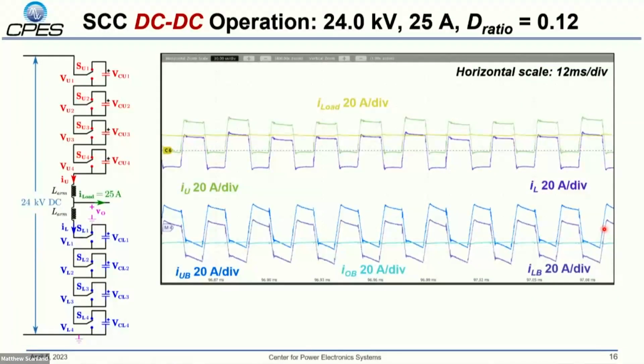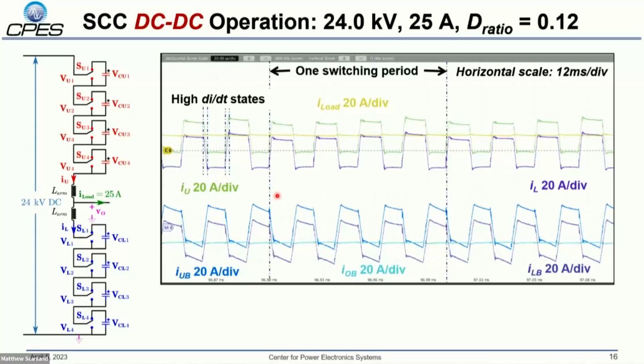Now, looking at the operating waveforms, what you're seeing here is the current across the two phases. On top is the current across phase A, on the bottom is the current across phase B. The load current here is 25 amps DC-DC. Your upper arm current is this upper arm current, and the lower arm current is this lower arm current. You can see that we have introduced these high di/dt states. Moreover, within one switching period, we are changing this arm current multiple times to control the capacitor voltages. Load current can be maintained fairly constant.